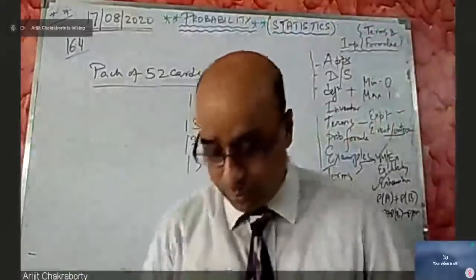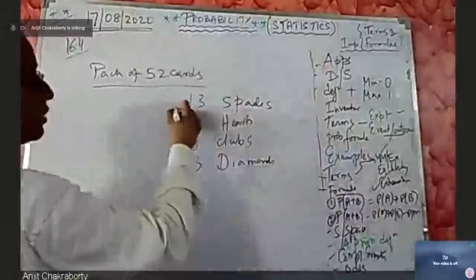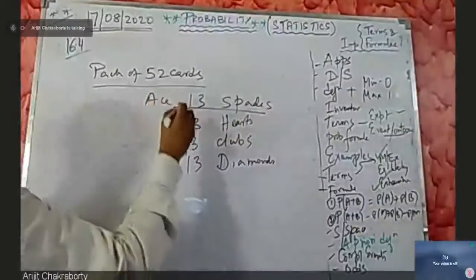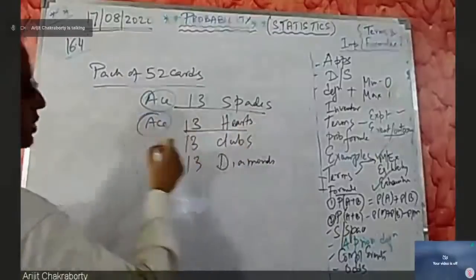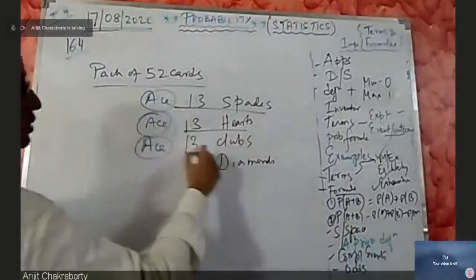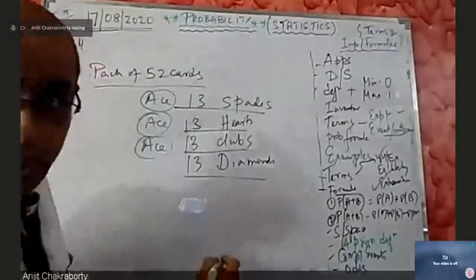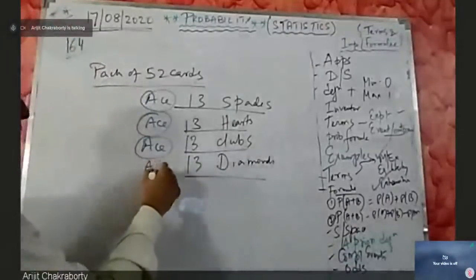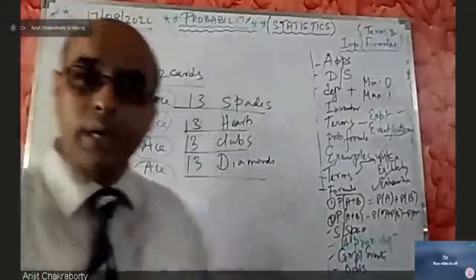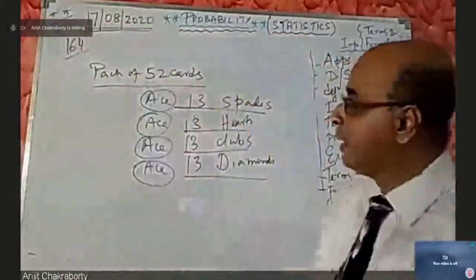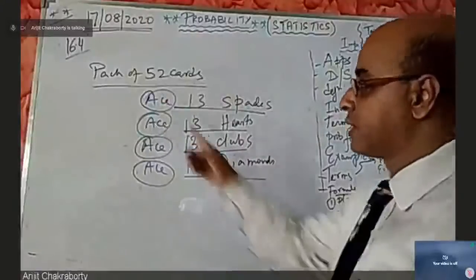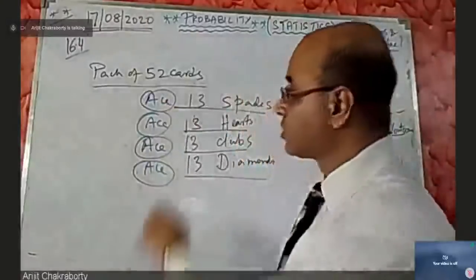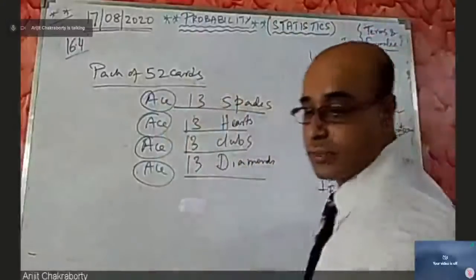Okay. So there will be one ace for these 13 spades. There is one ace. Okay. One ace for these 13 hearts. One ace is for these 13 clubs. And again, you have one ace for these 13 diamonds. Clear? Okay? So 52 cards, 13, 13, 13, 13. For each of the 13, there is an ace also. Of course, the ace is included in these 13 cards.